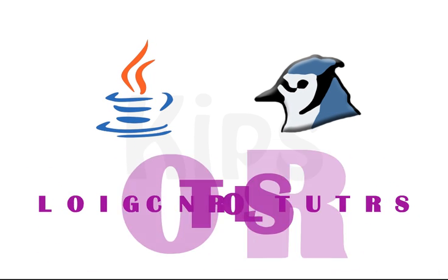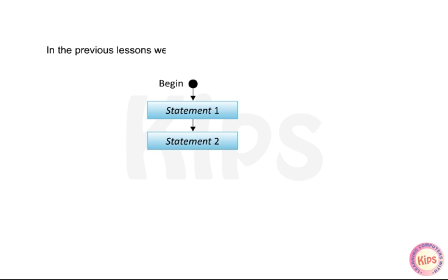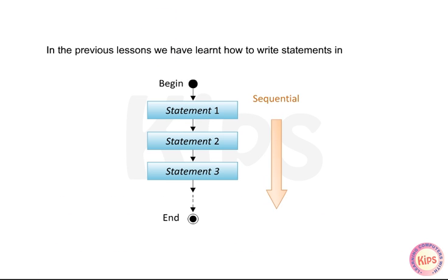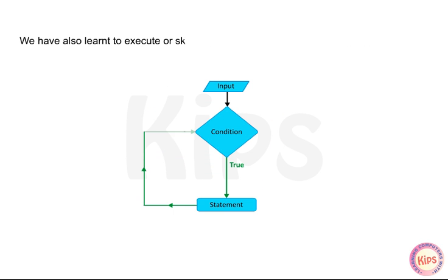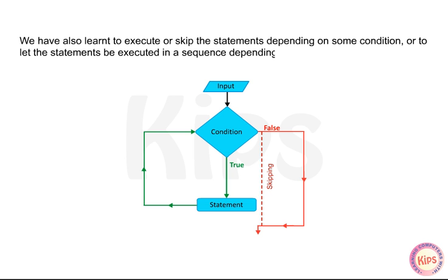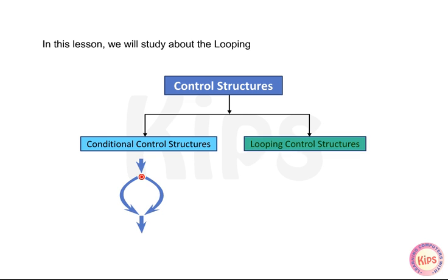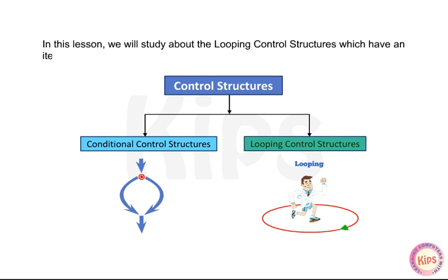Hello students, today we will learn about looping control structures. In the previous lessons we have learned how to write statements in a sequence. We have also learned to execute or skip the statements depending on some condition, or to let the statements be executed in a sequence depending on the requirement of the logic in a program. In this lesson we will study the looping control structures, which have an iterative nature.